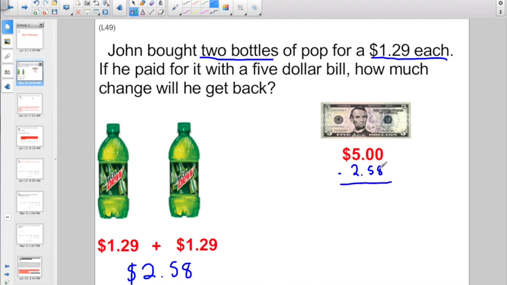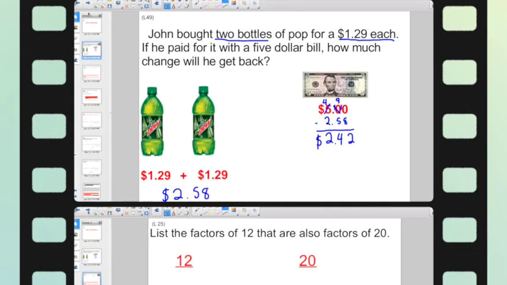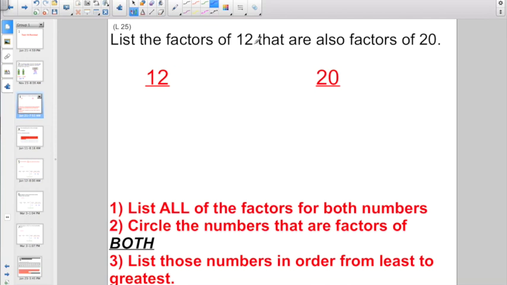Can I start with 0 minus 8? No, I can't. Go to the neighbor, try to borrow. He's broke also. I have to go to the 5, borrow 1 there. He pays 1 to the neighbor, making him 10. Cross them out, he now has 9, and pay 1 to the last neighbor. You're not going to cross this guy out, right? 10 minus 8, hey, that gives us 2. 9 minus 5, that's going to give us 4. And lastly, 4 minus 2, hey, that is 2. So how much change does he get back? $2.42.